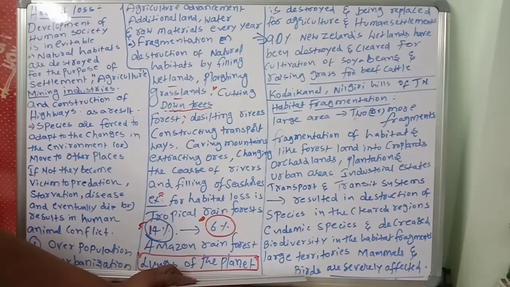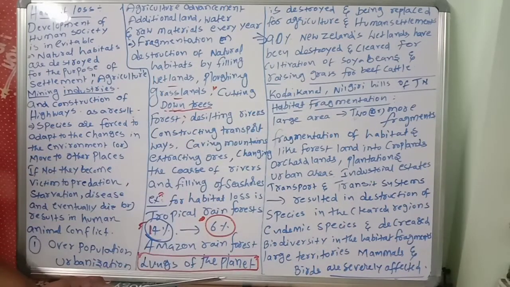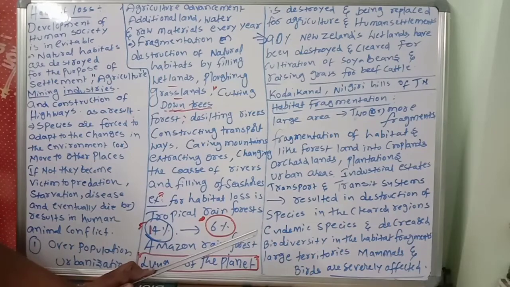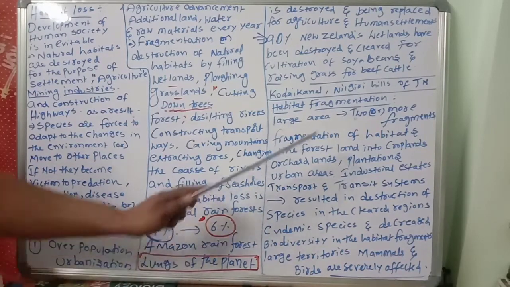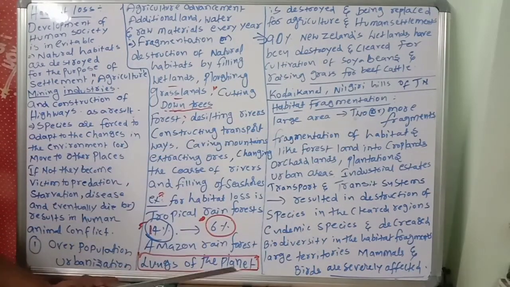The elephant corridors or migratory routes are highly vulnerable. Well-known animals and birds, like sparrows, will all be dying because of this. So habitat fragmentation is a process where a large continuous area of habitat is both reduced and converted into two or more fragments.